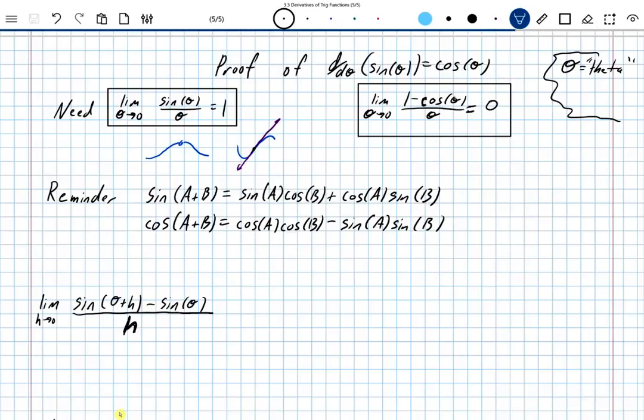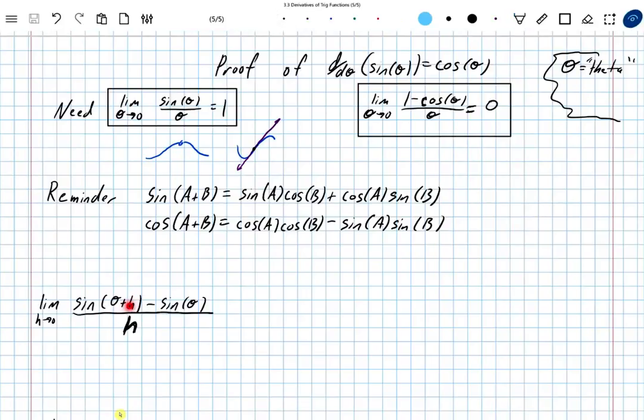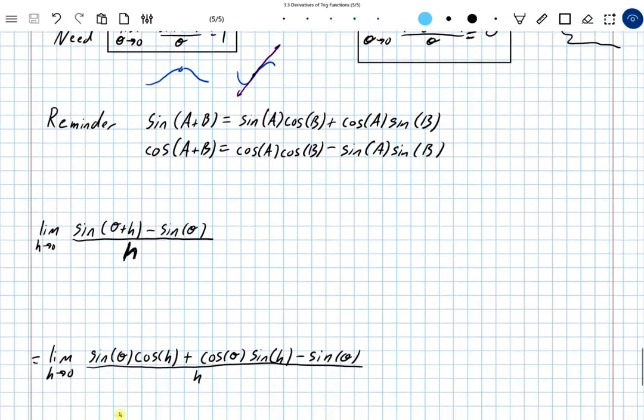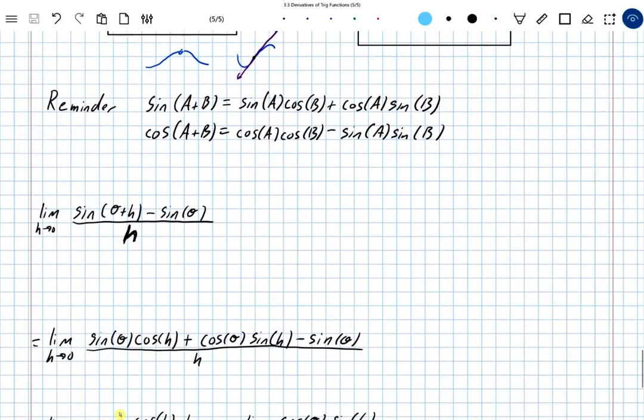But I'm kind of stuck now, right? Like, what do I do with this? Until I realize that in that first sine, I have the sum of two angles, which means I can use this angle sum formula. So let's go ahead and do that. Looks like I get, well, using that formula, sine theta cosine h plus cosine theta sine h, and then we keep this sine theta nearby, just from before. Nothing changes with that.